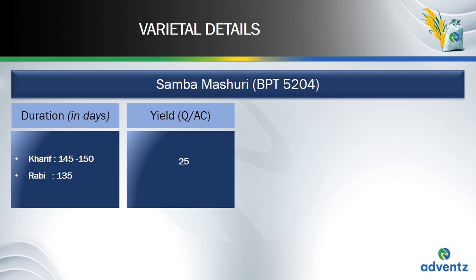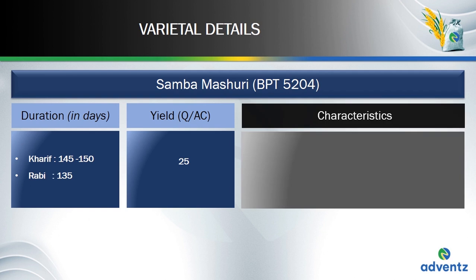And the characteristics of Samba Mashuri are that it is a super fine rice which has good cooking quality. It is low on glycemic index, which implies that it is preferred by diabetic patients as well.